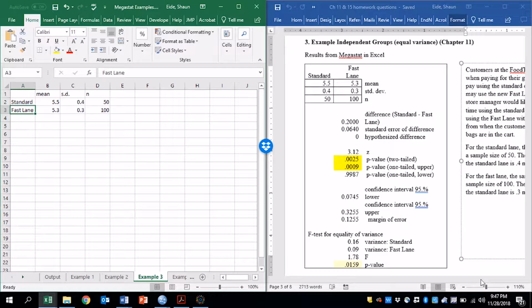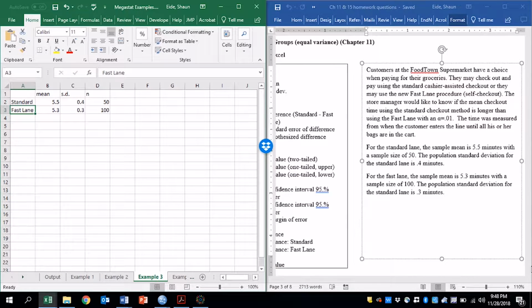Okay, in this lesson, we're going to be looking at the MegaStat output to do hypothesis testing, comparing the means between two independent groups. So let's take a look at this right over here. We're going to read through the prompt.